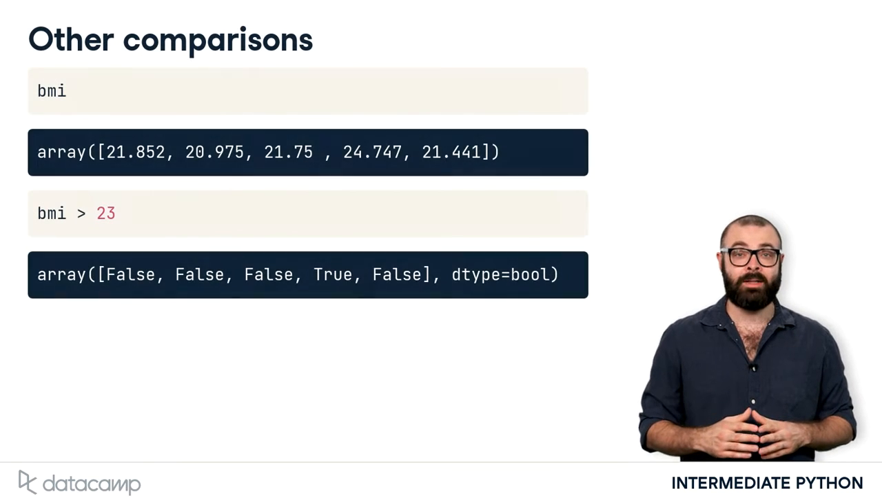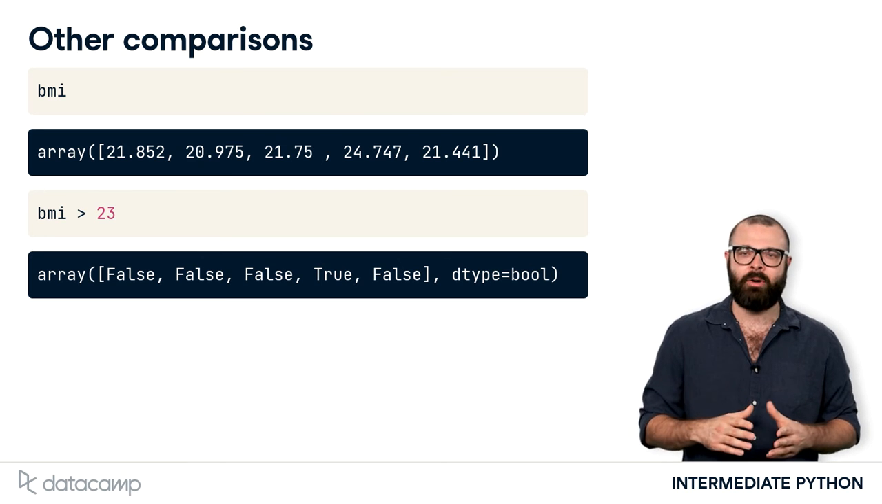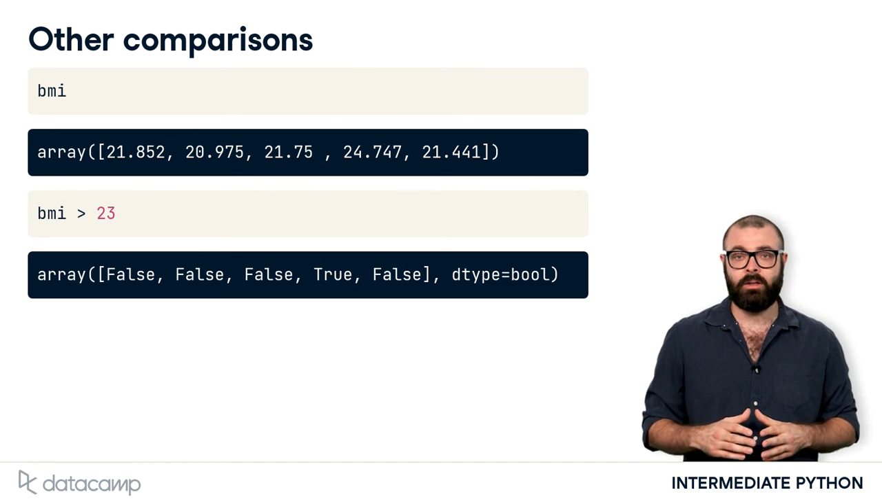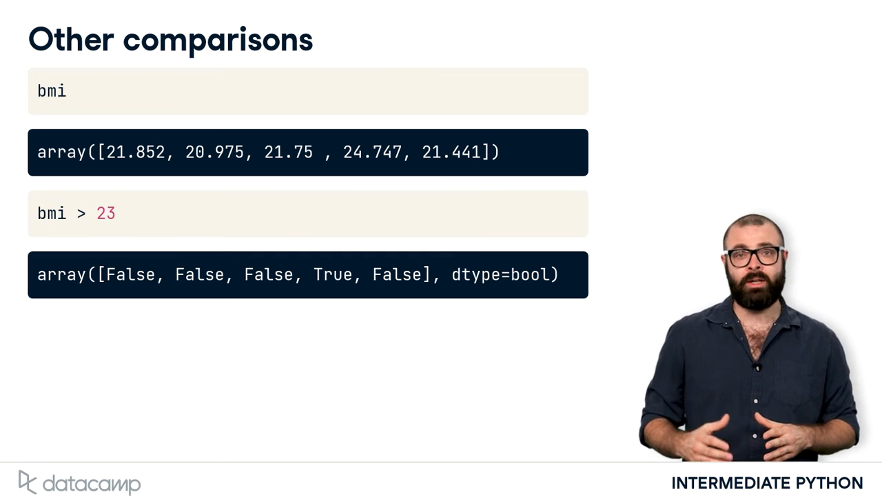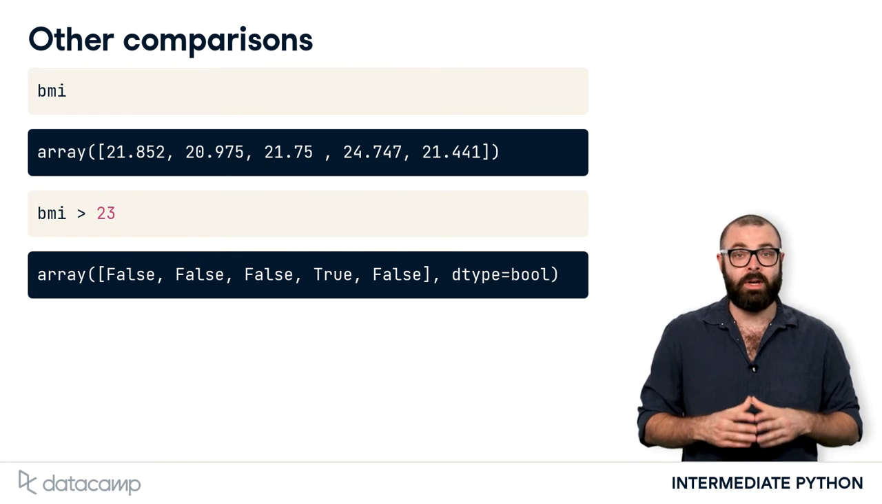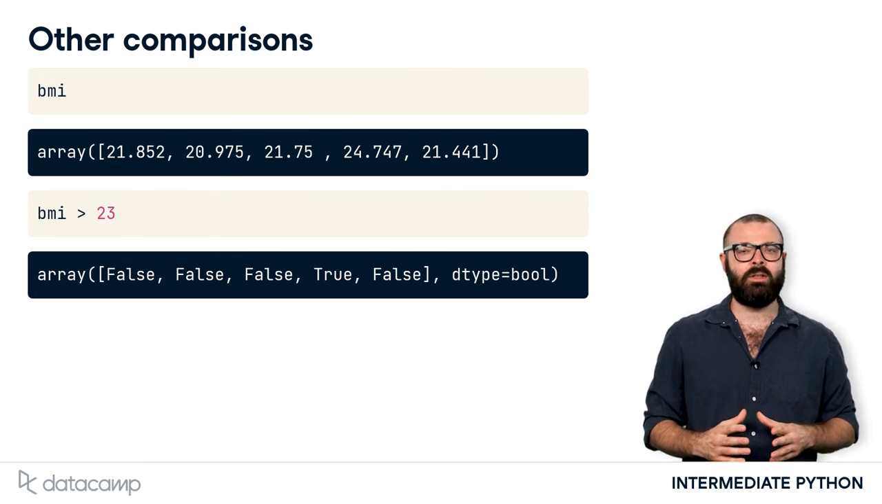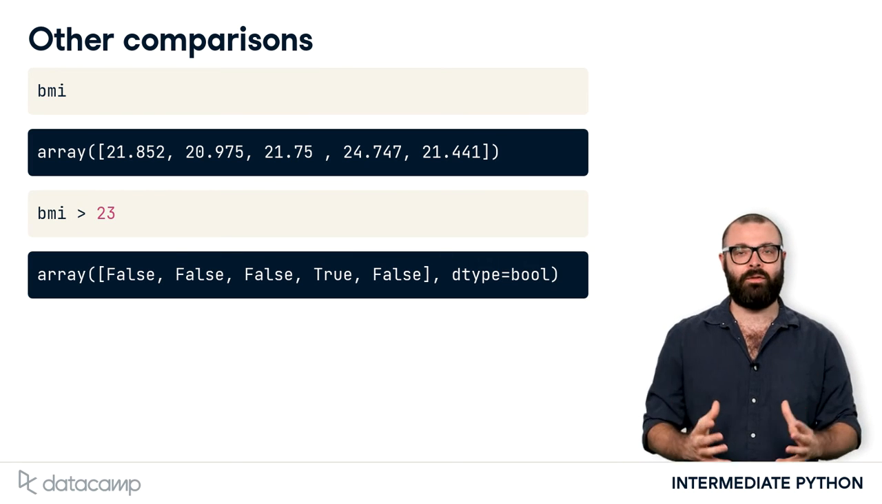Another exception arises when we move back to the example we started with, where we compared the NumPy array, BMI, with an integer, 23. This works perfectly. NumPy figures out that you want to compare every element in BMI with 23 and returns corresponding Booleans. Behind the scenes, NumPy builds a NumPy array of the same size filled with the number 23 and then performs an element-wise comparison. This is concise yet very efficient code, something data scientists love.